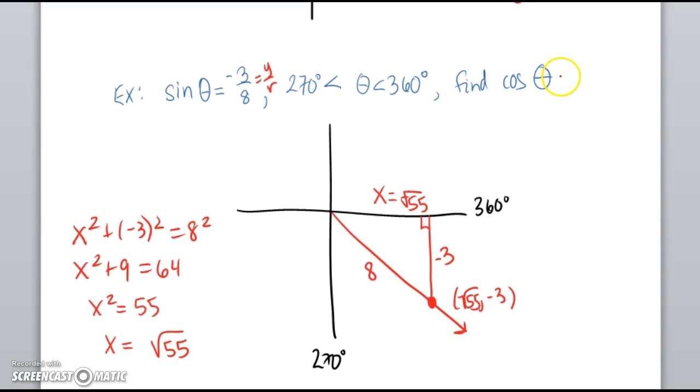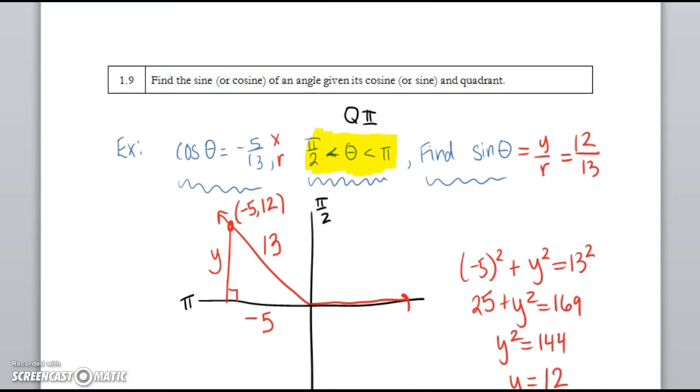And if we're trying to find the cosine of theta, cosine is defined as x over r. X is root 55, as we determined, and r is 8. This is standard 1.9, finding the sine or cosine of an angle given its cosine or sine and quadrant.